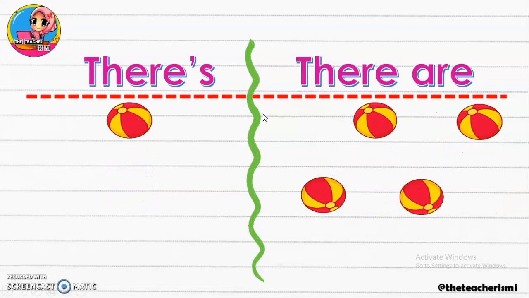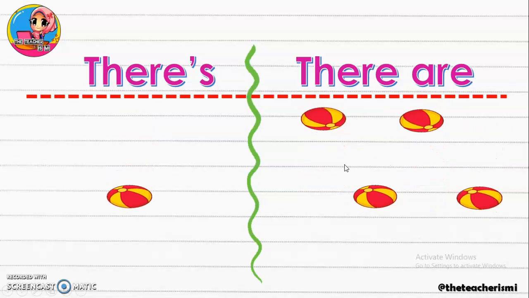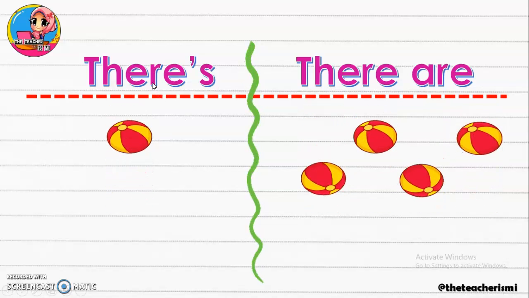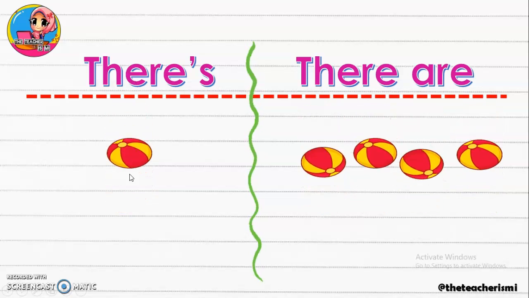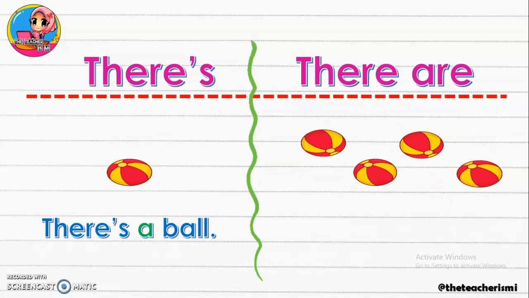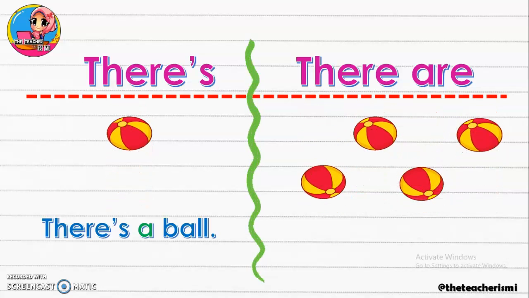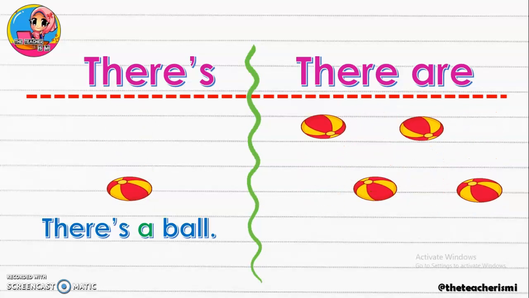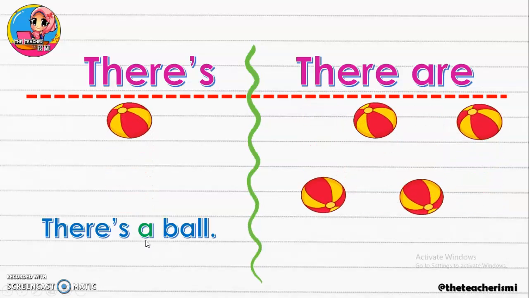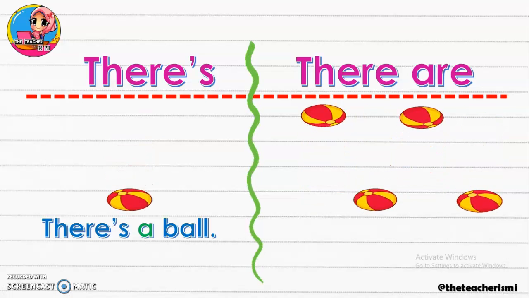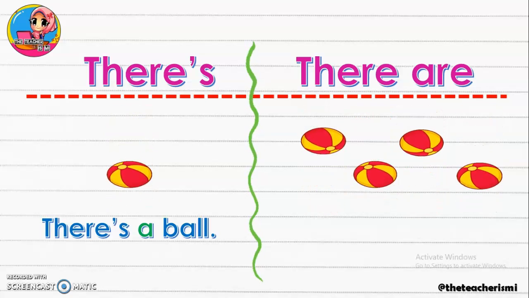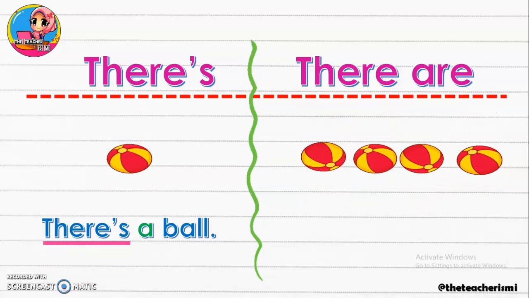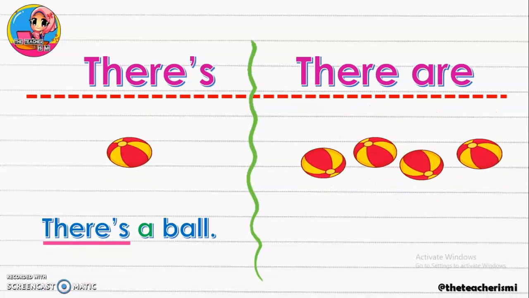So let's look at this example. Okay, look. The bouncing ball. Okay, for this one is there's. Okay, because the ball is only one. Guna there's sebab hanya ada satu bola. So we can write like this. There's a ball. Okay, there's a ball. So only a ball. A bermaksud satu, sebuah. Kan, teacher dah bagi tahu hari tu, a maksudnya satu. Jadi ada satu bola, a ball. So we use there's. Bila benda tu ada satu, kita guna there's.